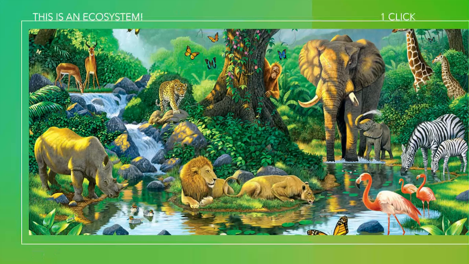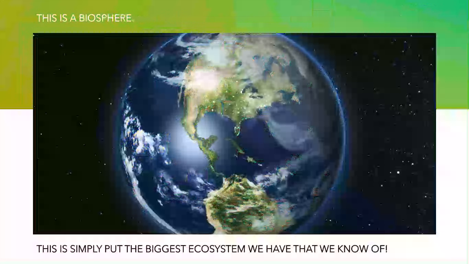Getting rid of all those individual triangles and circles and squares, if you want to look at them individually, then we have populations and we have communities, but the entire thing together is an ecosystem of living and non-living, abiotic and biotic factors. And then this is a biosphere. This, simply put, is the biggest ecosystem that we know of. Like, we live on Earth. Earth is an entire ecosystem of abiotic and biotic factors, and we call it a biosphere.